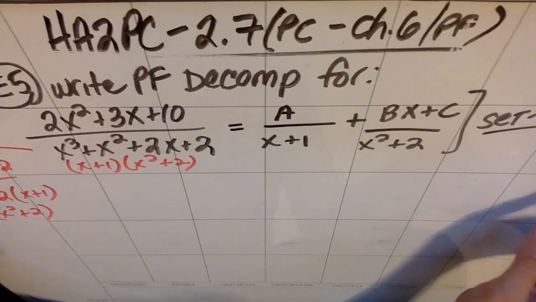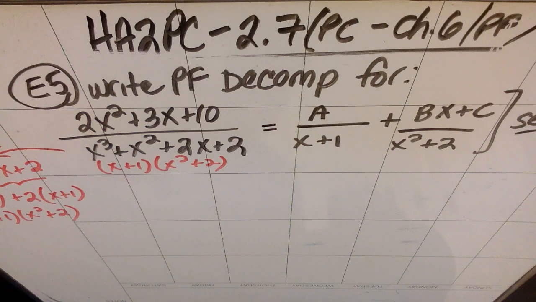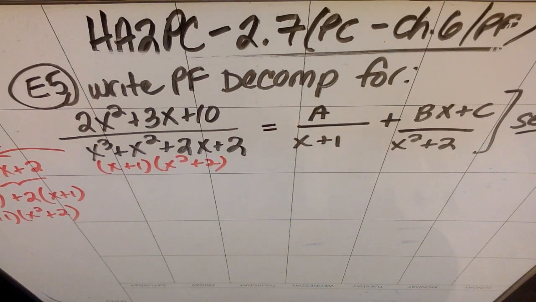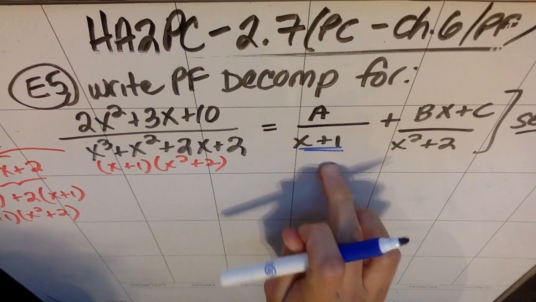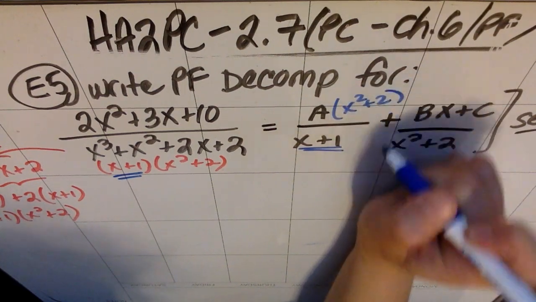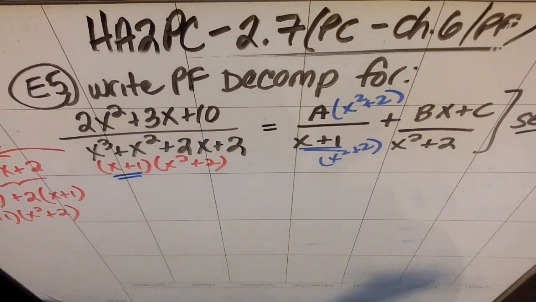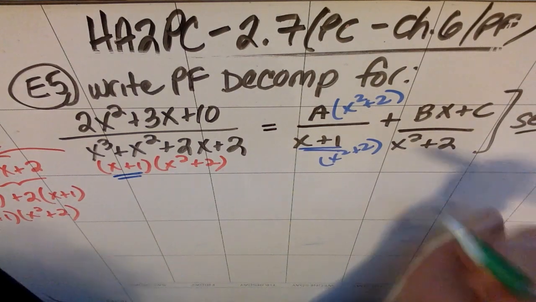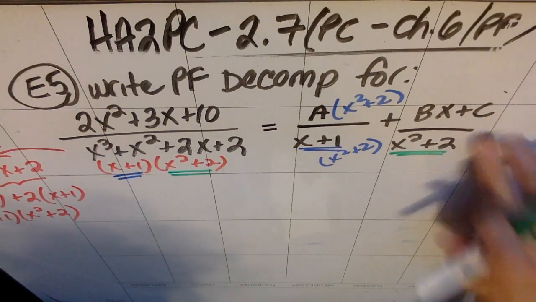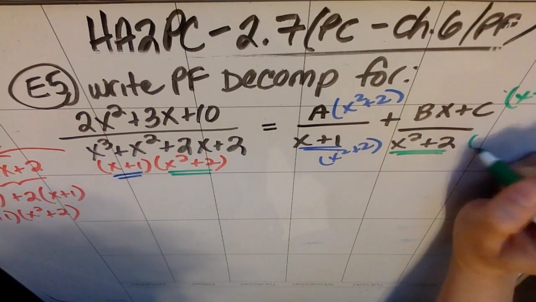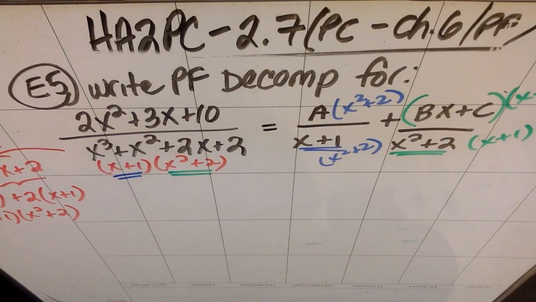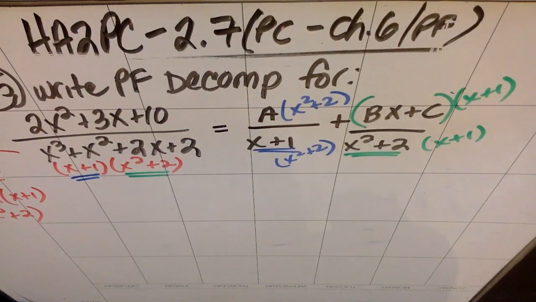That's my setup. So my next step after the setup is to get a common denominator that is exactly identical to my original denominator. This x plus 1 fraction already has the x plus 1, but it's missing the x squared plus 2 on the top and bottom, so I'm going to multiply by x squared plus 2. Similarly, this x squared plus 2 fraction already has the x squared plus 2, but it's missing the x plus 1 on the top and bottom. A thing to note is that Bx plus C is a binomial, and that entire Bx plus C is getting multiplied by the quantity x plus 1.